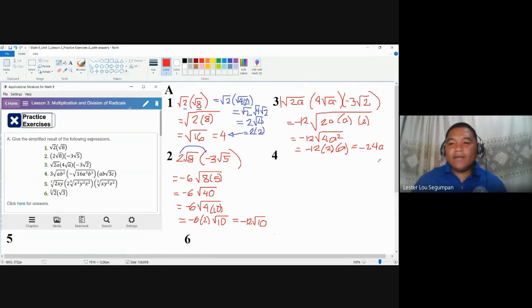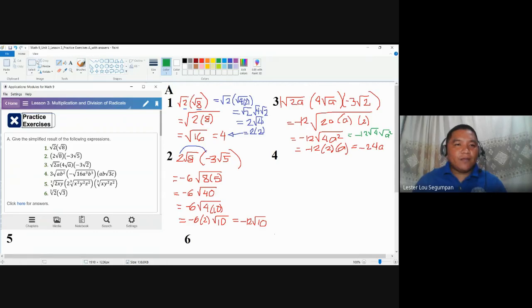You might have noticed that I have skipped here one step in simplifying radicals because I am hoping that you already understood how to simplify this. But anyway, you could just simply add here a step. Negative 12 square root of 4 and then square root of a squared. If you are not yet familiar with simplifying this, you may proceed to the video on simplifying radicals using the laws of radicals in the same channel.